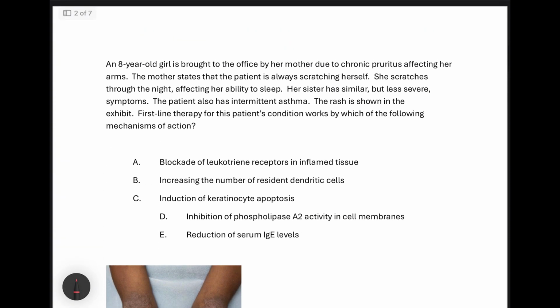Now we are moving to our next question. An 8-year-old girl is brought to the office by her mother due to chronic pruritus affecting her arms. The mother states that the patient is always scratching herself. She scratches through the night, affecting her ability to sleep. Her sister has similar but less severe symptoms. The patient also has intermittent asthma. The rash is shown in the exhibit. The first-line therapy for this patient's condition works by which of the following mechanisms of action?